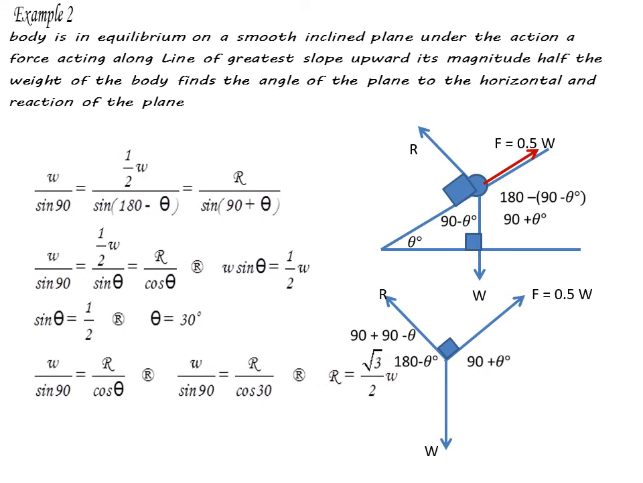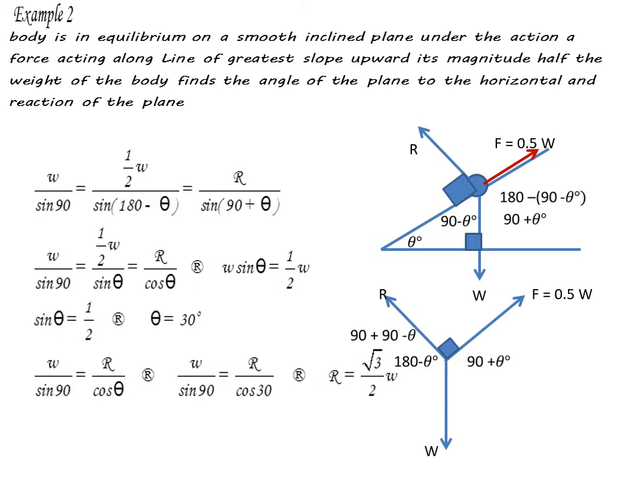W over sine theta equal F over sine 180 minus theta, equal half W, or F, equal R over sine 90 plus theta. Now, as we studied before, sine 180 minus theta equals sine theta, but sine 90 plus theta will be cosine theta. So make a cross multiplication between the first and second ratio.